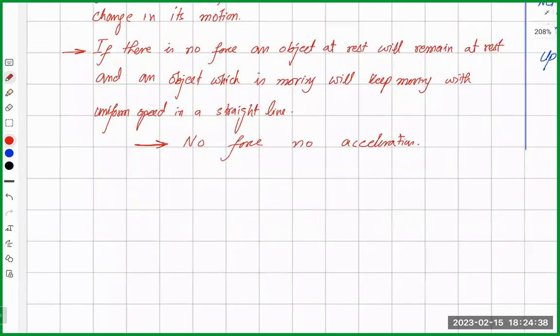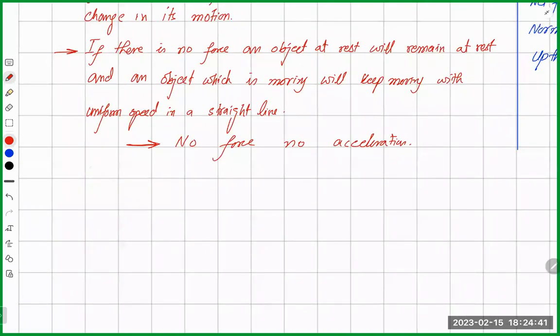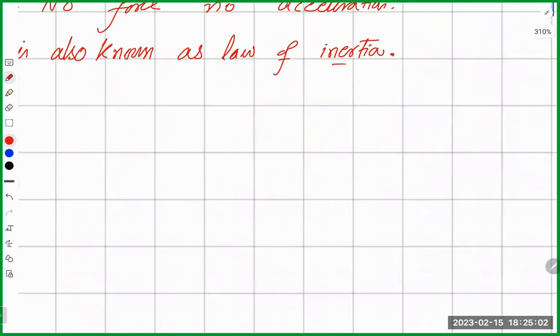Now, this law is also known as the law of inertia. Now, what is inertia? Inertia means resistance to change. Inertia means resistance to change.